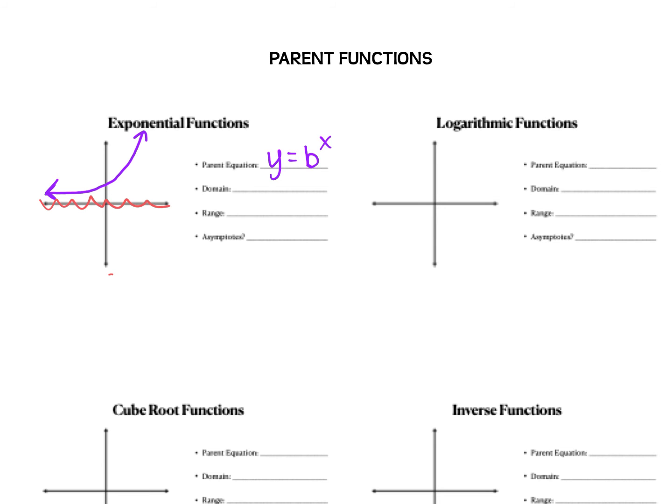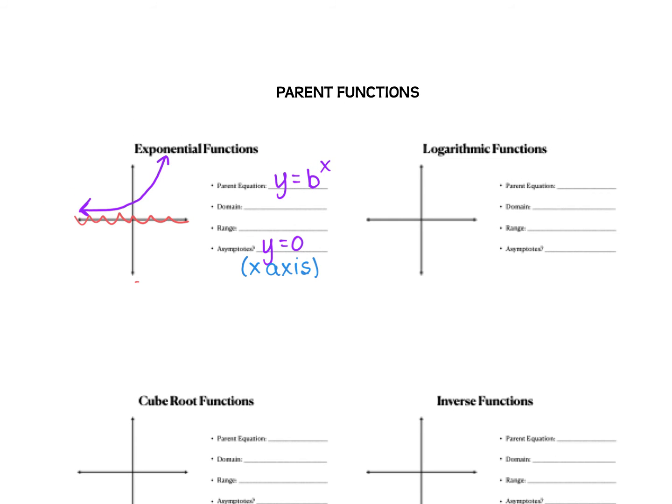So our asymptote here is the x-axis, which has an equation of y equals 0, and we're going to talk about that in just a second. I will put in parentheses down here that this is the same thing as saying the x-axis. Mathematically, it's more accurate to talk about it using an equation, okay? So the equation is y equals 0.